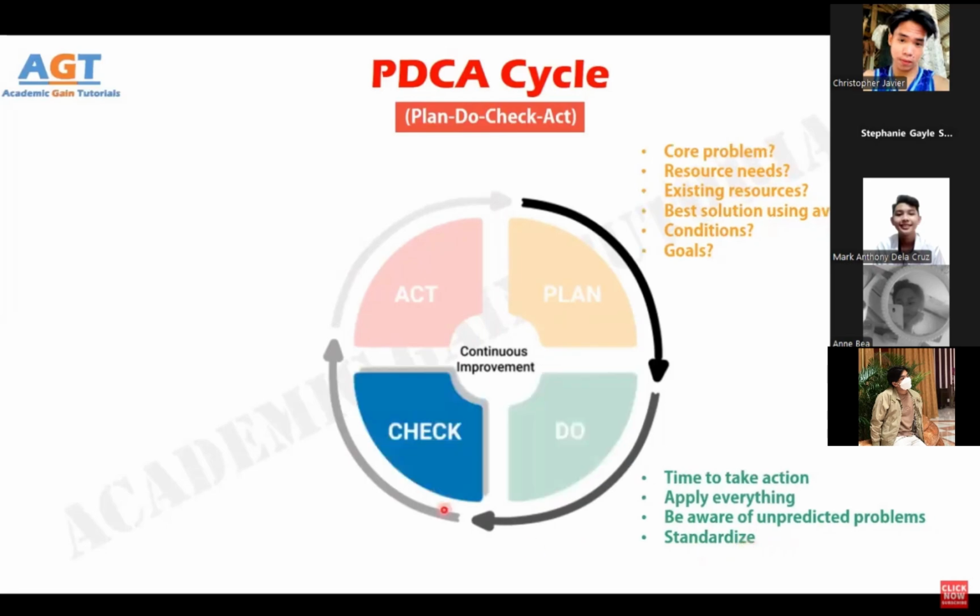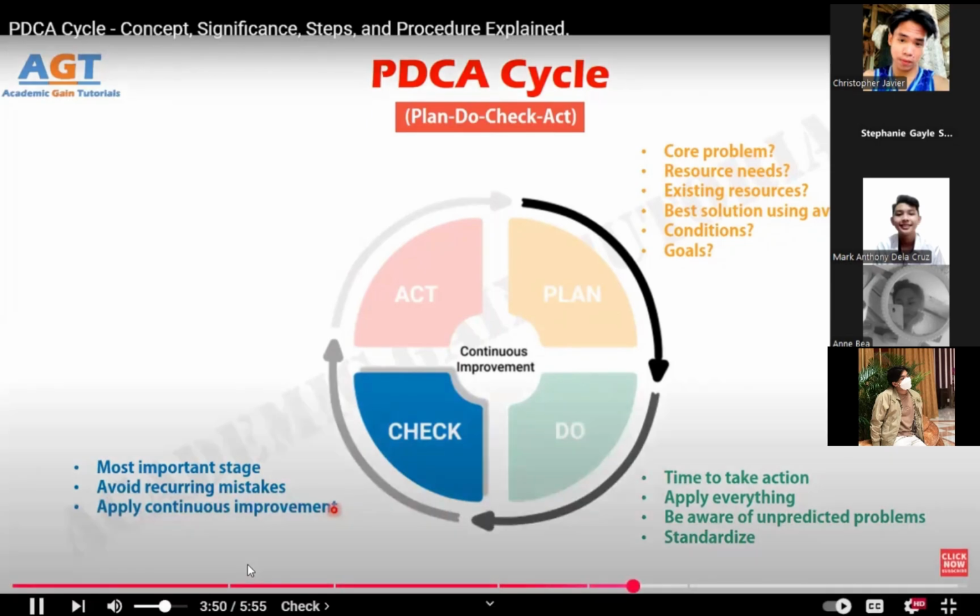Step number 3, check. This is probably the most important stage of the PDCA cycle. If you want to clarify your plan, avoid recurring mistakes, and apply continuous improvement successfully, you need to pay enough attention to the check phase.